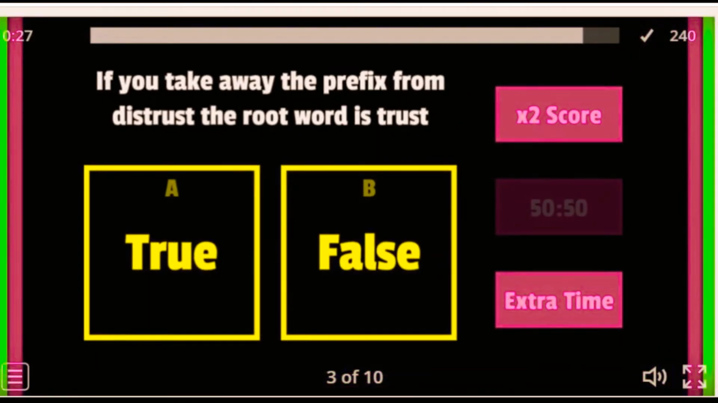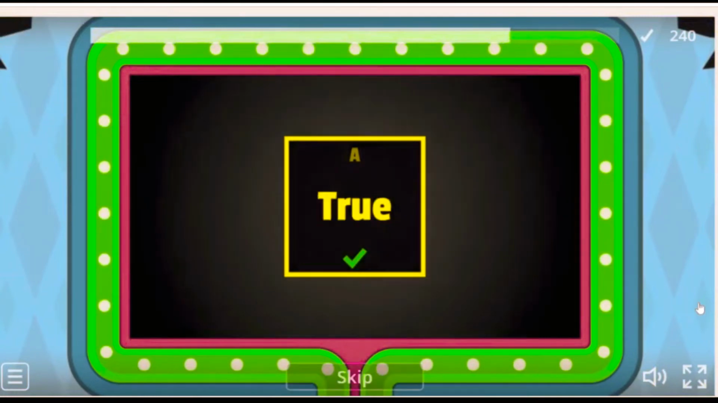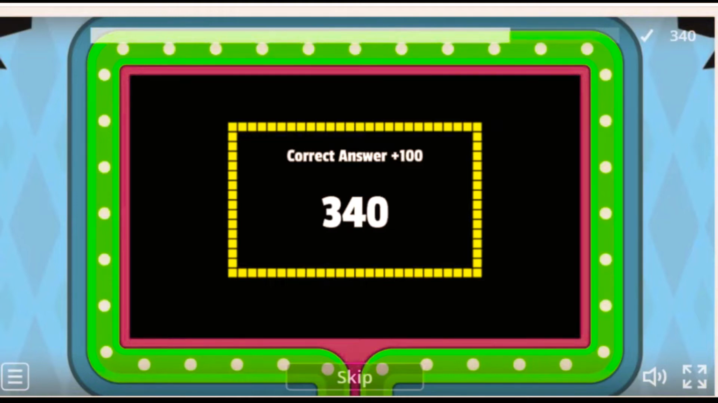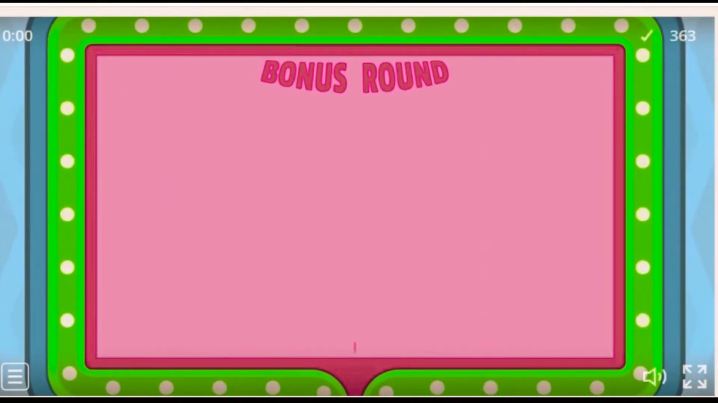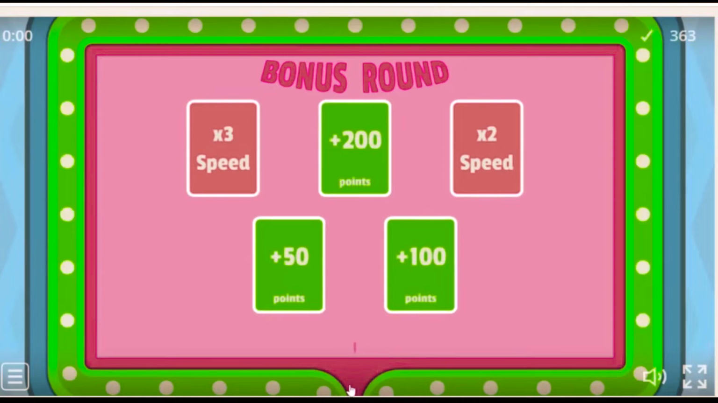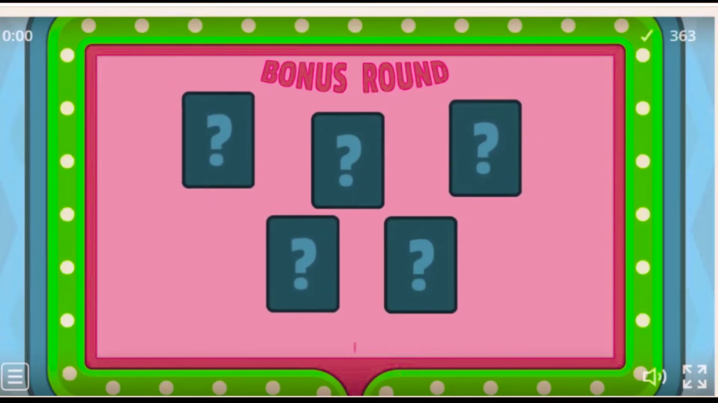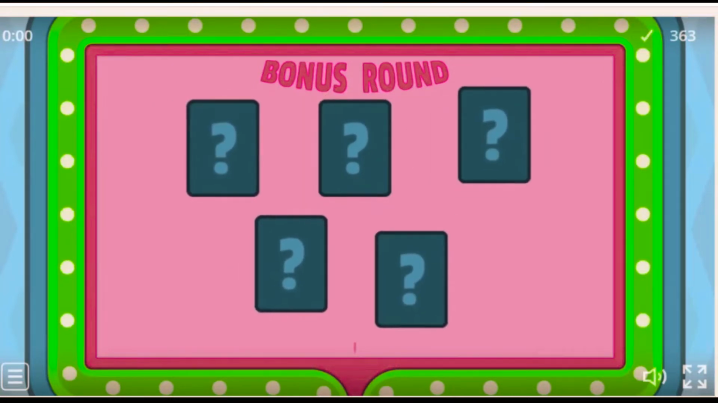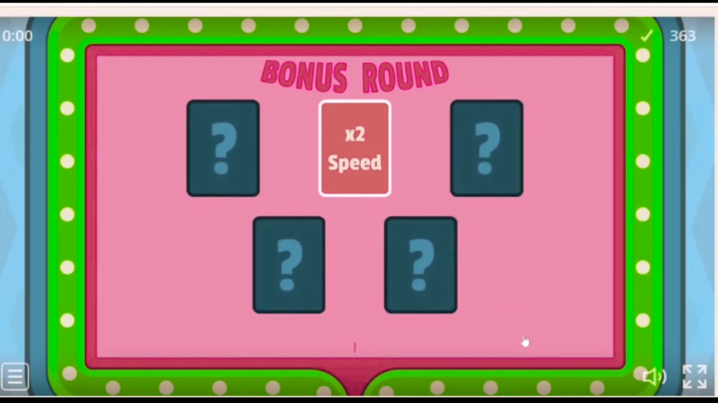Question 3. If you take away the prefix from distrust, the root word is trust. Is that true? Well, dis is the prefix, so it's got to be true because I'm left with the word trust. And then when you work on this game, you will be aiming for points. You can test yourself so that you can see, can you find the card that you're looking for in your memory? Remember that those cards move around. You look at one card and you work out where that card has gone. And if you get it right, when you click on it, you will get the card that you needed.